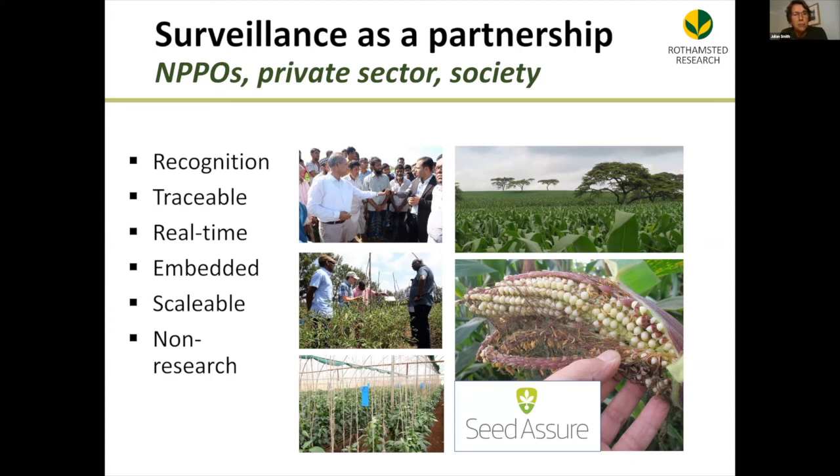The last point is that much of what we do here is not a research question. It's about doing. And I think we need to make sure that we recognize that this is practice and process, not research. And I'll allude to why that's important in the final slide. So the aim here is to embed surveillance in the private sector as a partnership with the MPPOs. And you see good examples of that in Kenya with AAB and how CABI is working with them.